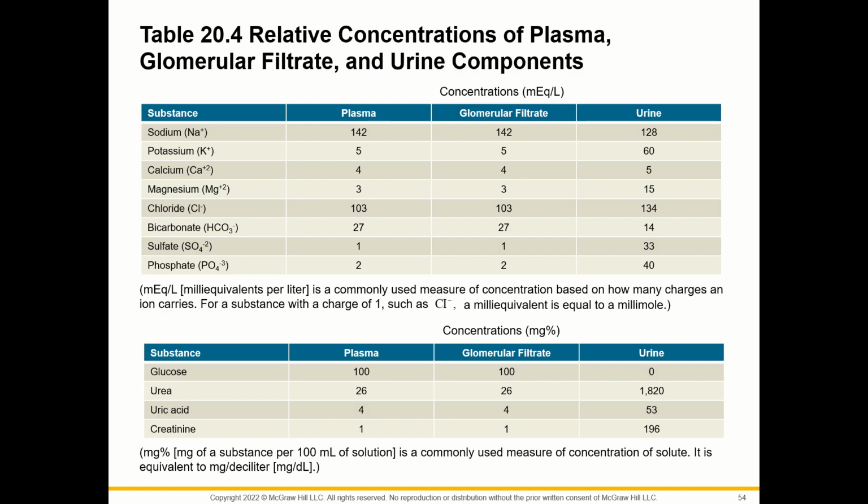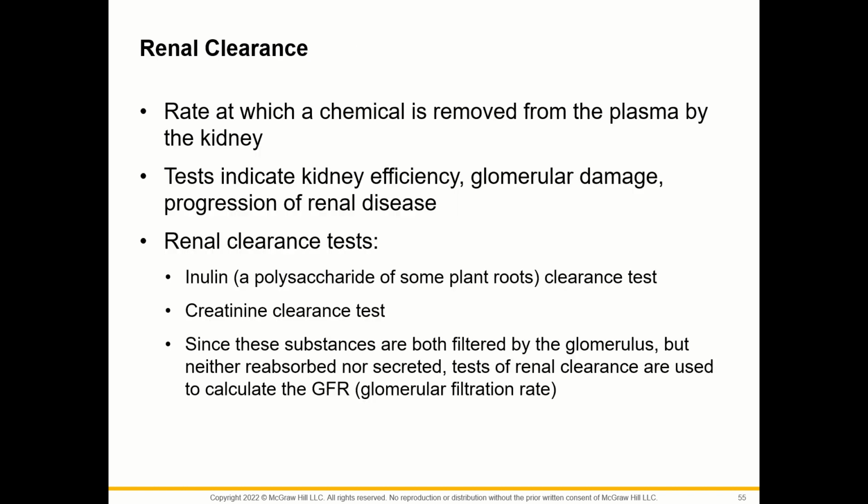This table, 20.4, shows the relative concentrations of plasma, glomerular filtrate, and urine components. Renal clearance is the rate at which a chemical is removed from the plasma by the kidney. Tests indicate kidney efficiency, glomerular damage, and progression of renal disease.